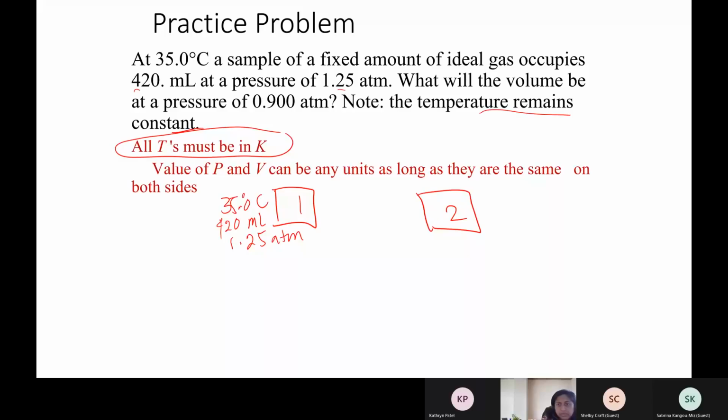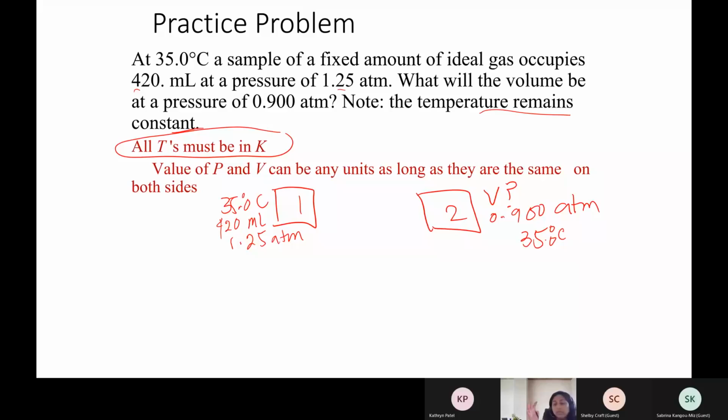So what does it say? What will be the volume? Oh, I don't know the volume. I should find the volume. But what would be the pressure? The new pressure is 0.900 atm. And what does it say about the temperature? The temperature would be the same, so it would be 35 degrees Celsius. Okay.